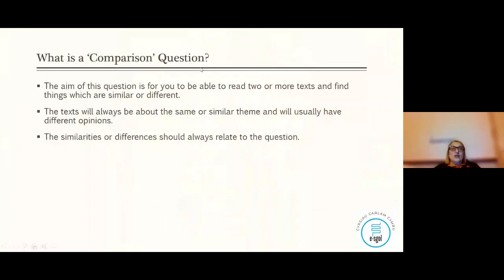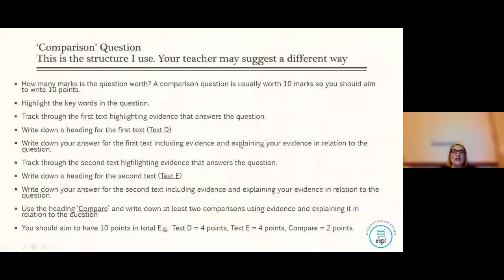So the aim of the question is for you to be able to read 2 or more texts and find things which are similar or different. The texts will always be about the same or similar theme, which we found with these 2 texts, but they usually have different opinions. And the similarities or differences should always relate to the question. So anything that you find.